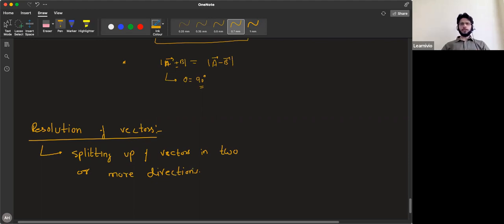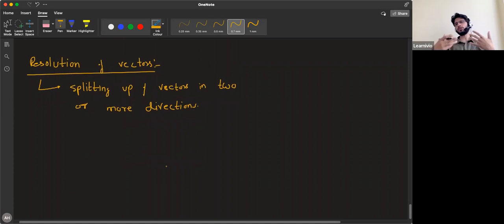So ideally, using this resolution of vector, you can split a given vector into two or more vectors. It does not matter the number of vectors. You can split a vector into 2, 3, 4, 5, 6, 7, any number of vectors. But practically, when we use this resolution of vector, we split it into two directions. We split it either along x-axis or along y-axis.